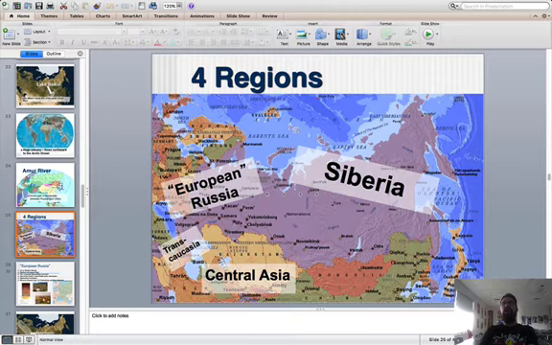And then your four main regions you need to know. We got European Russia, so this is where most of the Russians live. Transcaucasia down here, which we mentioned already. Central Asia, all the stans. And then Siberia, which is pretty much all of that.